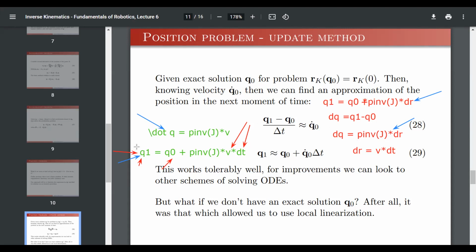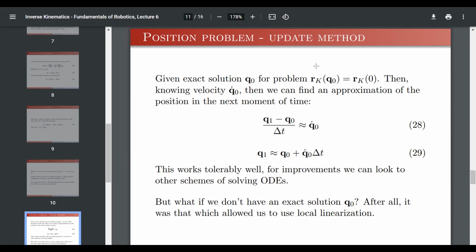All of this is good, and it's nice that we get all results that kind of make sense. But at the end of the day, we're going to use this. So what you're going to write in your code is q1 is equal to previous q plus pseudo inverse of J times velocity of your end effector times delta t. If you want to do this kind of strategy where you know exact solution now, you want to update it next moment of time, okay? But you see, this is all kind of obvious. It follows from fundamental ideas of what derivative is.